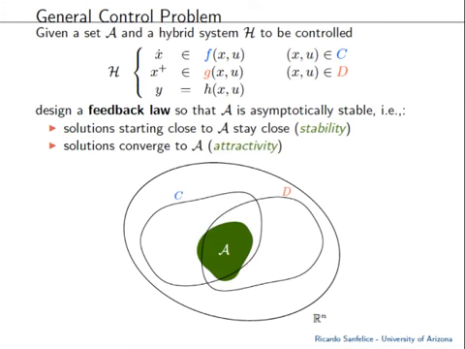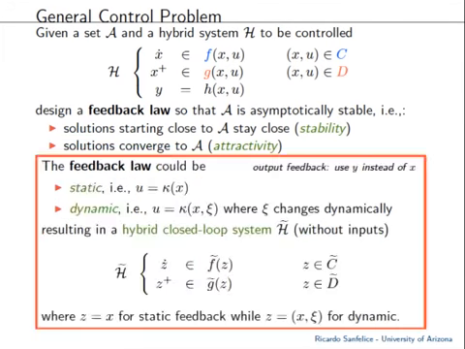For the attractivity part, we would like to have the property that solutions actually converge to the set A if they exist for arbitrarily large T or arbitrarily large J, okay? So that will be a situation where that happens. And the set of points from where you start and you have such property will be the basin of attraction for attractivity, okay? So with that being said, now we can look at perhaps two classes of feedback laws.